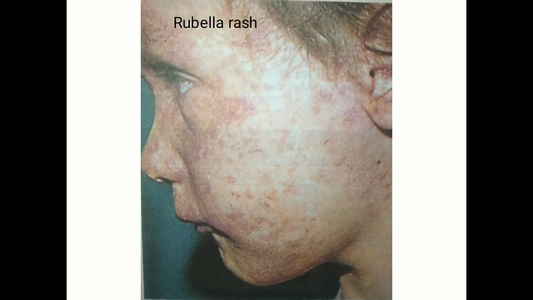And it also produces a neurodegenerative disorder, that is progressive rubella panencephalitis, PRP, and thrombocytopenia, arthritis. All this can occur with rubella infection. And the major thing concerned with rubella is congenital rubella syndrome.